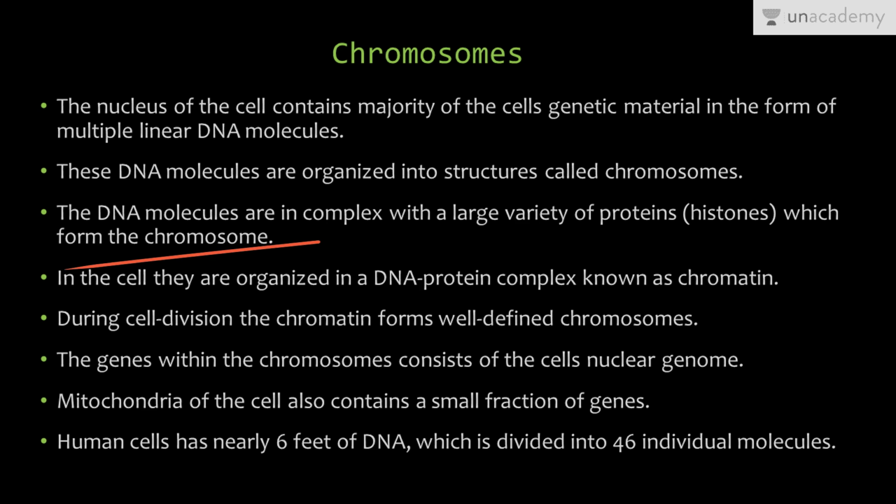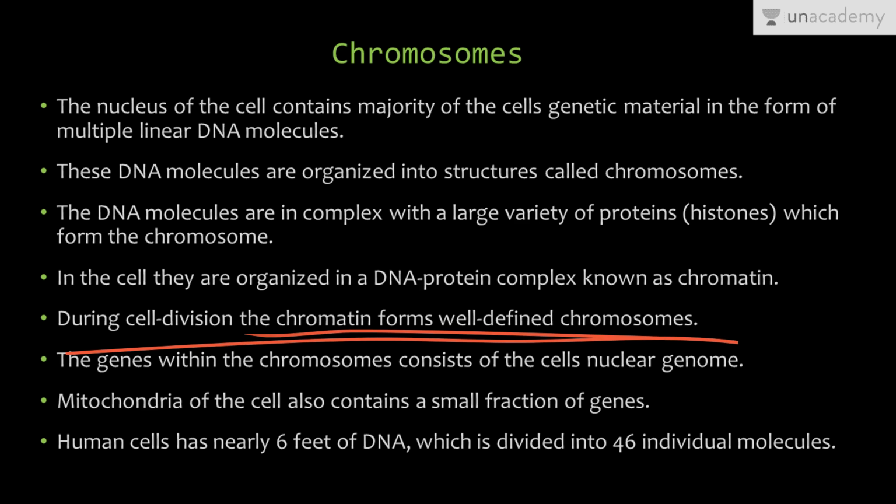So we know together the DNA and the histones wrap around each other and make it electrically neutral, right? So in the cell, they are organized in a DNA protein complex known as the chromatin. During cell division, the chromatin forms well defined chromosomes. Chromatin is a very irregular structure, but when cell division has to take place, this condenses and forms chromosomes. The genes within the chromosomes make up the cell's nuclear genome.